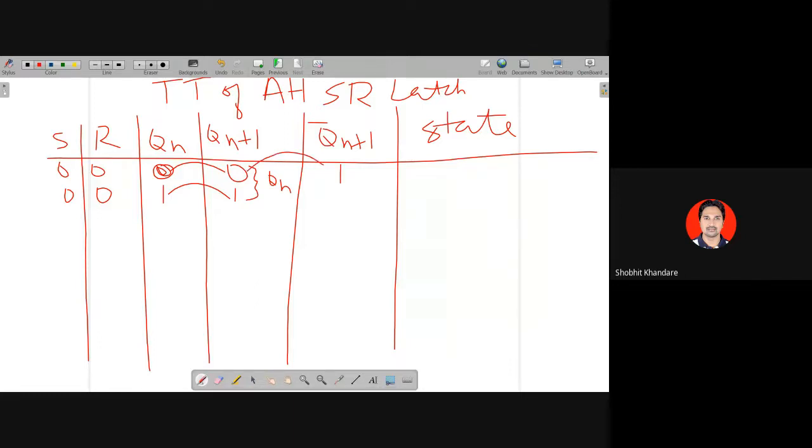It should be 1. If your Qn plus 1 is 1, what should be Qn plus 1 bar? It should be 0. Now this state is called as what? This state is called hold state. Its other name is also no change state.